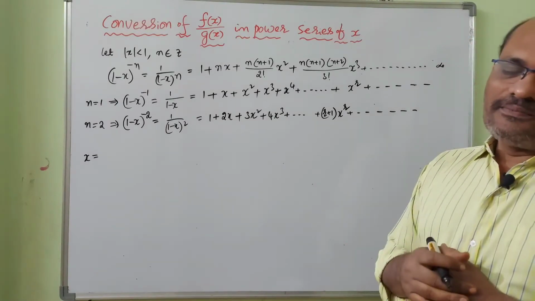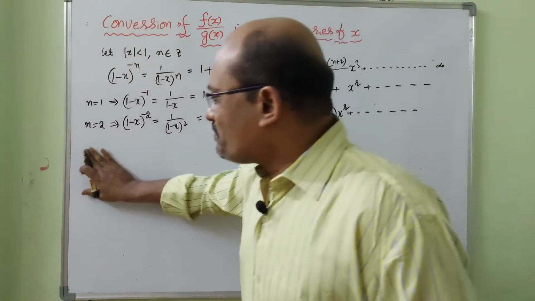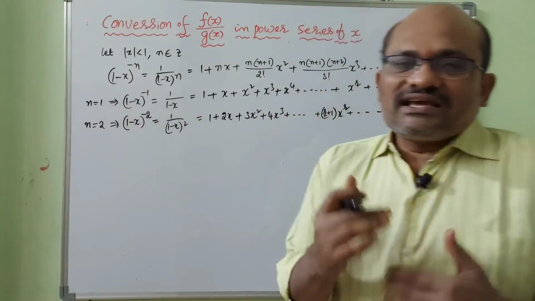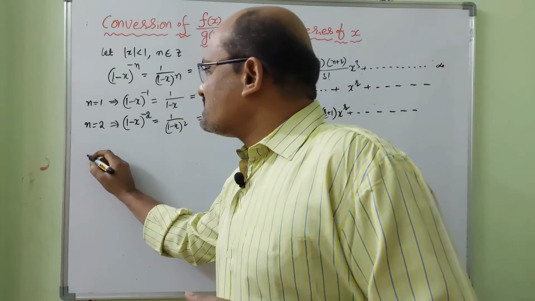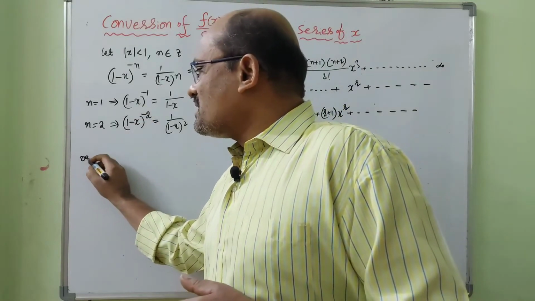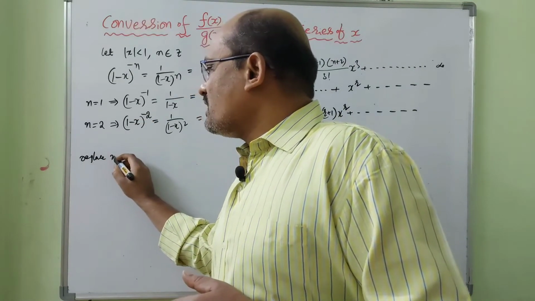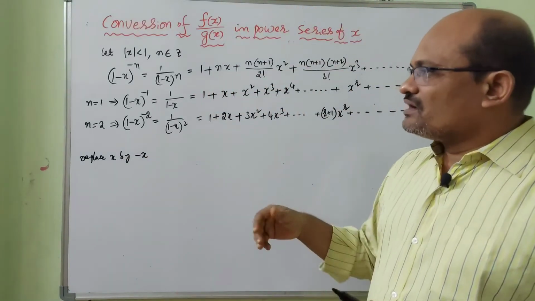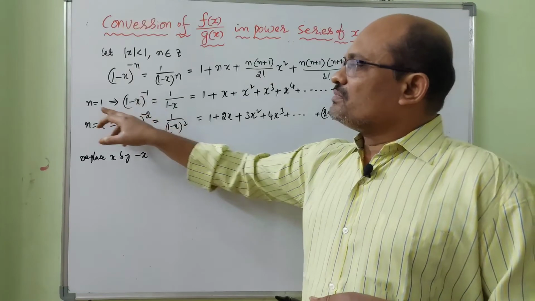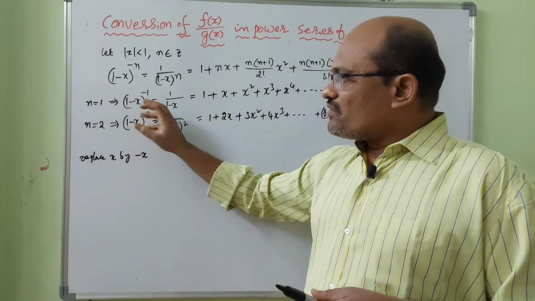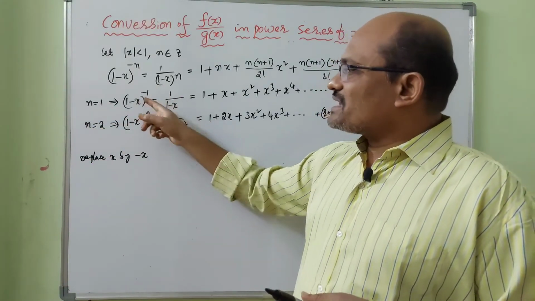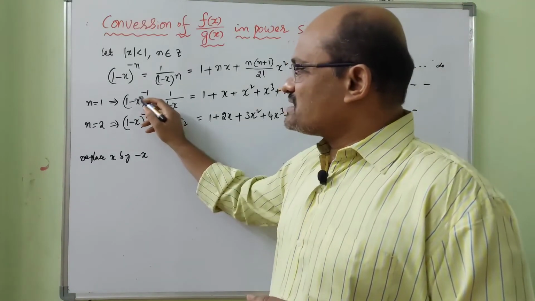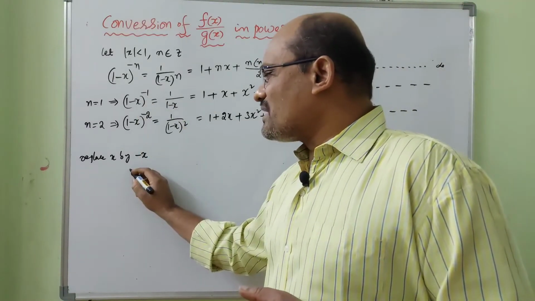Now look here, I am changing x. Now I am replacing x by minus x. Replace x by minus x. What do you get? Now I am taking n equal to 1, n equal to 2. Now I am replacing x by minus x. What will be the series? If I replace x by minus x, what will I get?